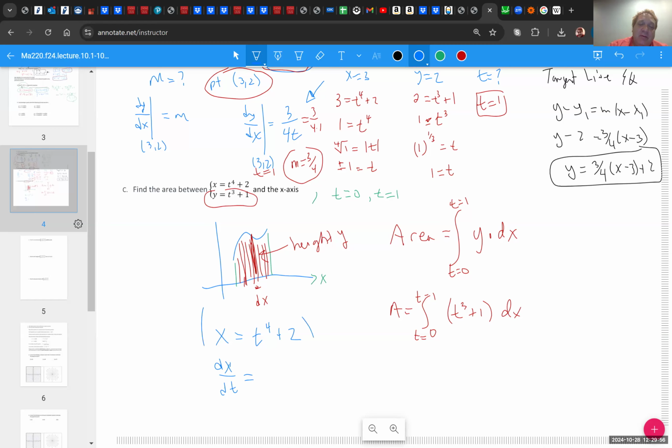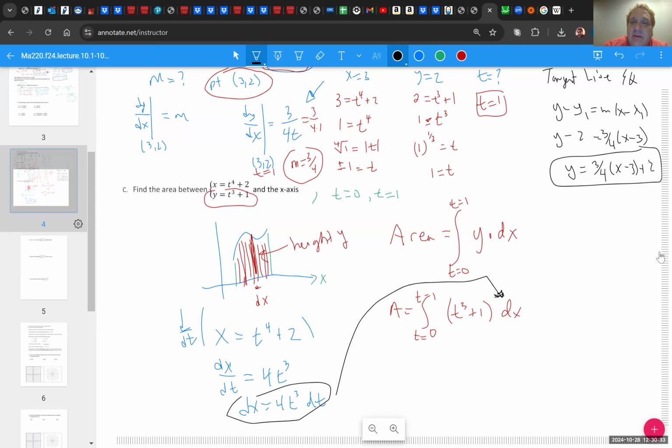So differentiating this whole thing with respect to t, I get dx/dt on the left-hand side. On the right-hand side, I get 4t cubed plus 0. And just solving for dx, moving things around, I'll put the dx on the left-hand side because that's where it is. dx is equal to 4t cubed dt. So now I can take my dx and put it right in there.